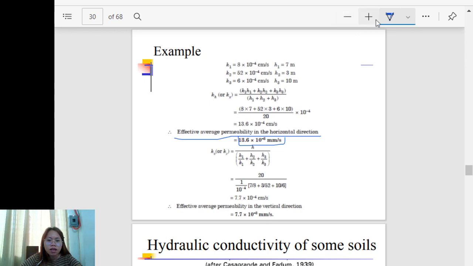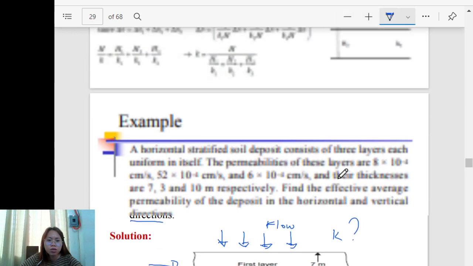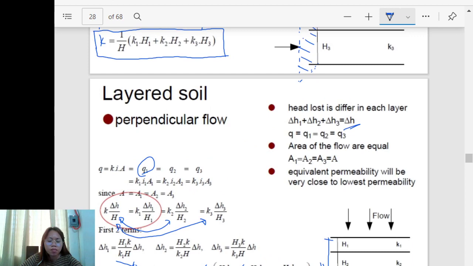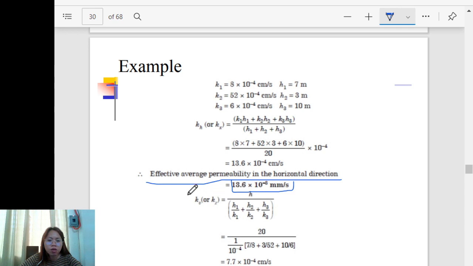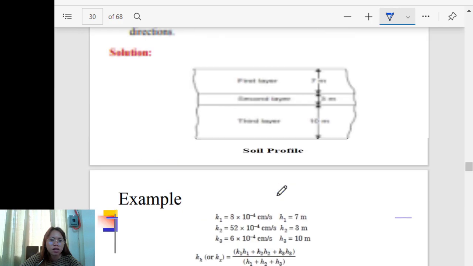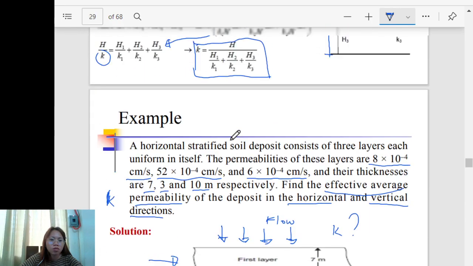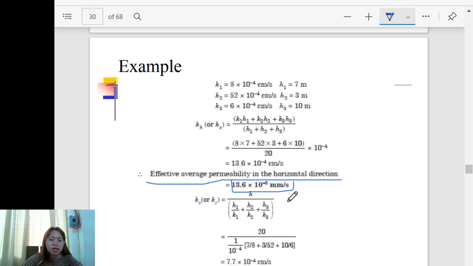Then for the vertical direction, we have to use this formula, meaning the flow is perpendicular. So, using the formula, he denoted this as KV, K sub Z. So, the formula is this one, right? H, the total H. So, the total of this one is 7 plus 3 plus 10, this is 20. This one is the total or the big H, and H is the individual height of the layer.